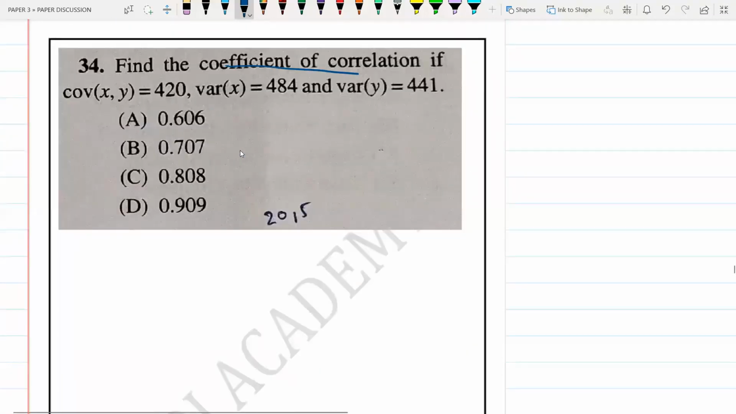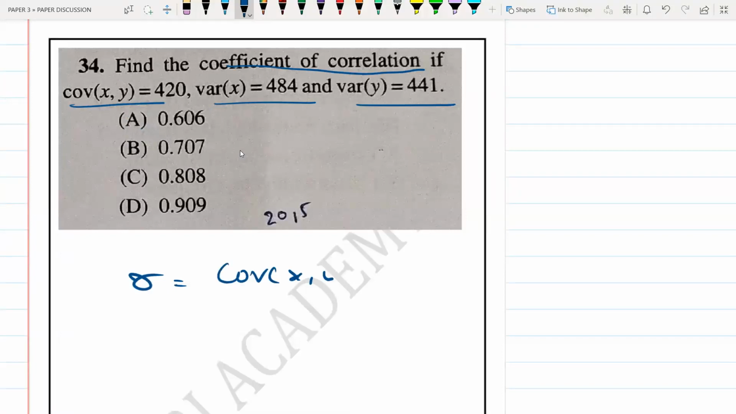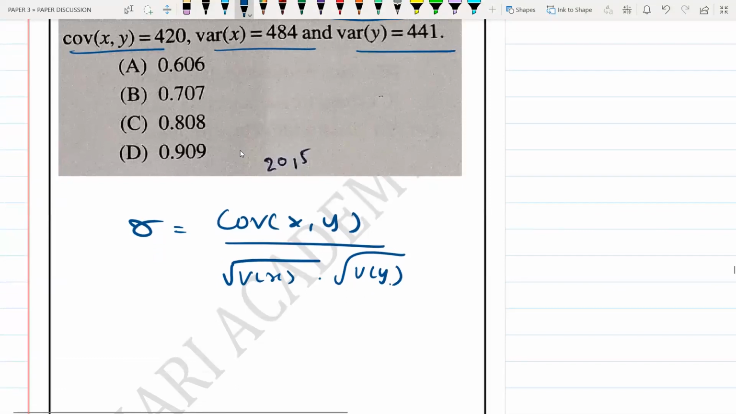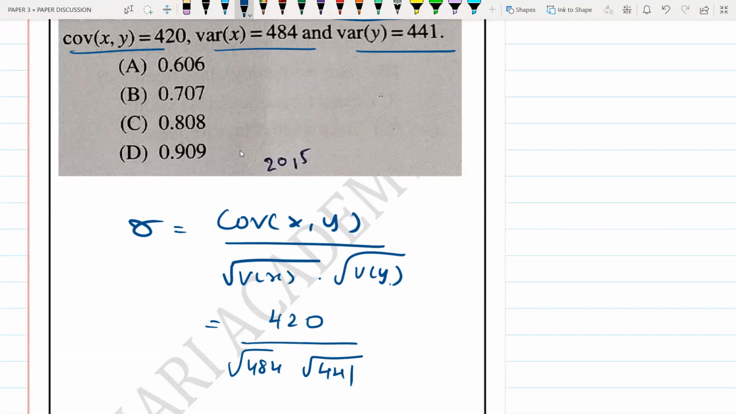Next, coefficient of correlation. If covariance, variance of x, variance of y are given, there is a direct formula. r is equal to covariance of x comma y divided by root of variance x multiplied by root of variance y. From this part, everything is directly given: 420 divided by root of 484 multiplied by 441.